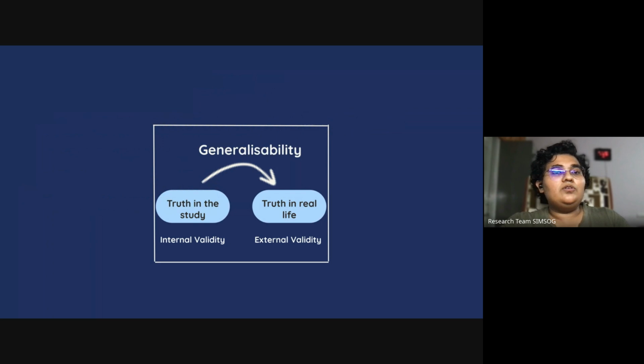Okay. So as you can see in this figure, the internal validity is the truth in the study. So here the internal validity will be how accurately I am able to measure the true association between C-section and postpartum depression. And external validity is the truth in real life. So external validity is how accurately the results of my study can be transferred to the population at large.